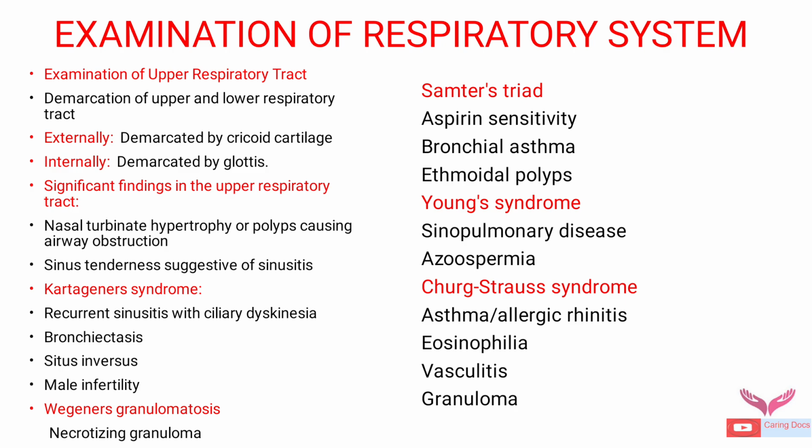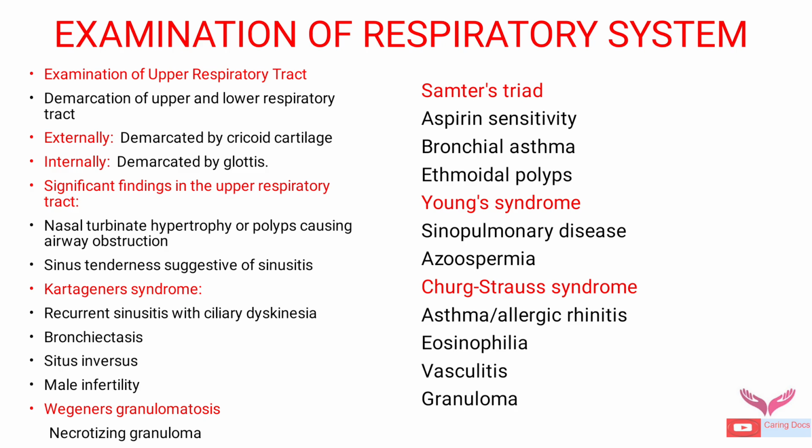In the examination of the respiratory system, we will examine the upper respiratory tract. Upper respiratory tract is demarcated externally by the cricoid cartilage and internally by the glottis. Significant findings in the upper respiratory tract may include nasal turbinate hypertrophy or polyp causing airway obstruction. There may be sinus tenderness suggestive of sinusitis. Kartagener syndrome is recurrent sinusitis with ciliary dyskinesia. Patient may have bronchiectasis, situs inversus, male infertility.